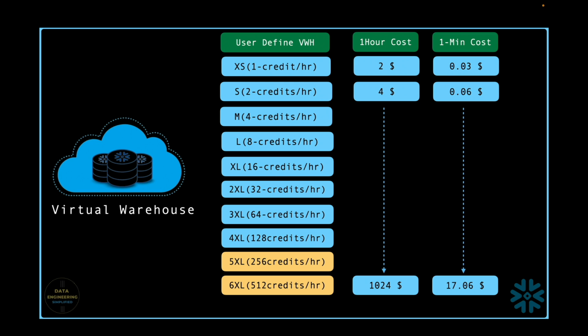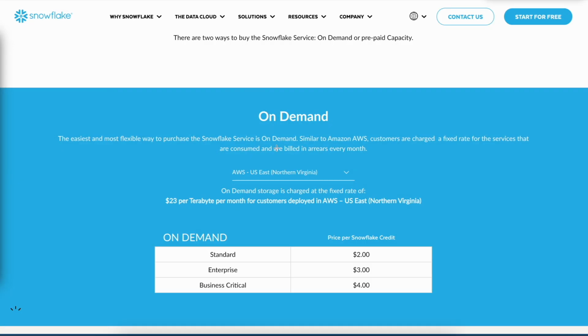Now let's go to the Snowflake pricing portal to see how the cost changes when you select a different region and different edition. So this is my Snowflake pricing page, and here I can select my cloud provider and the region. Right now it is AWS US East Northern Virginia, and the price per Snowflake credit for standard is $2, for enterprise is $3, and for business critical, $4.